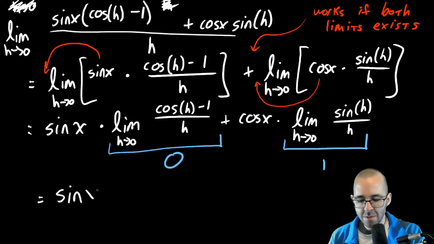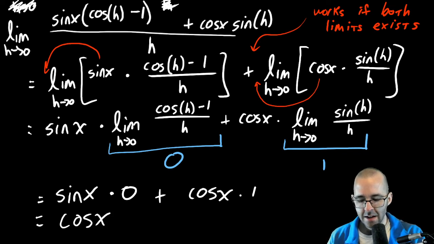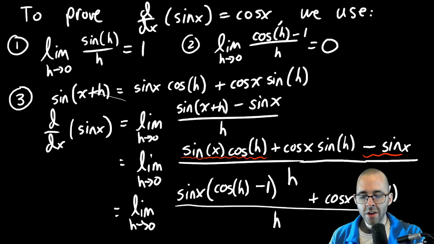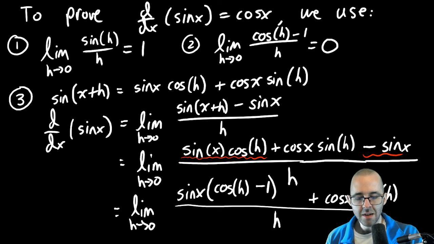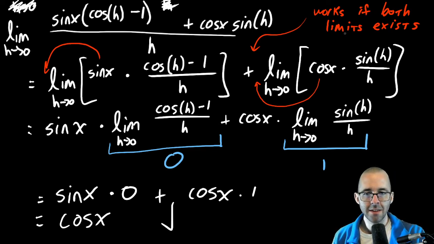We get sine of x times 0. Oh, that's easy. Plus cosine of x times 1. That is indeed just cosine of x. We started with the derivative of sine x. We used the definition. We used an angle sum formula. We split things up. And indeed, both limits did exist. They were very nice limits. And we showed that the derivative of sine of x is cosine of x.